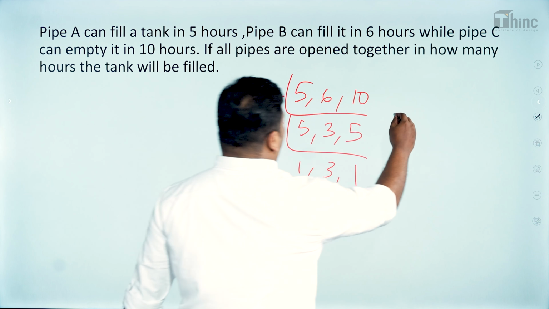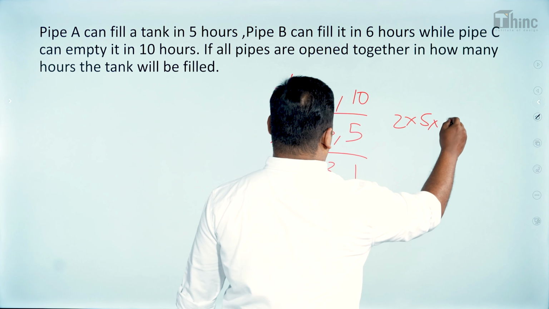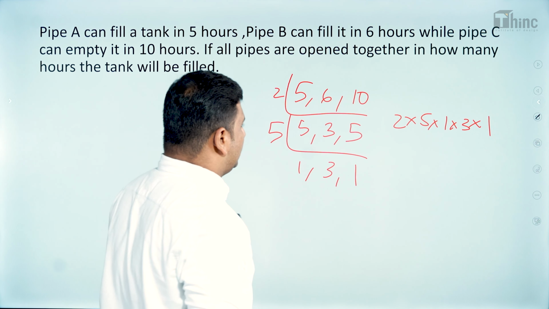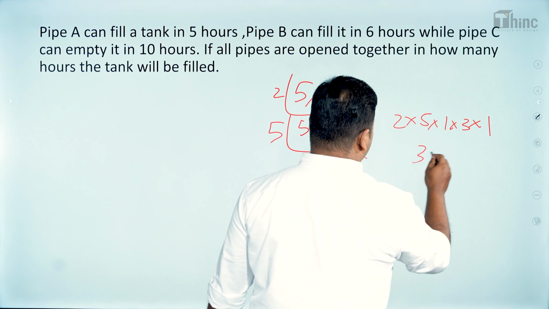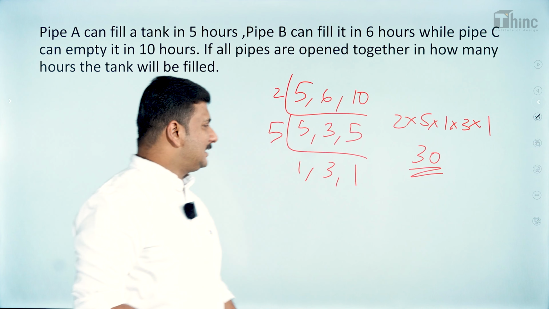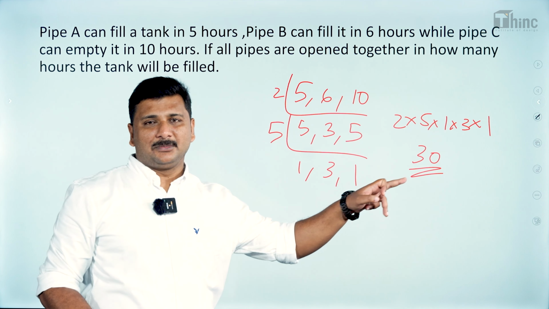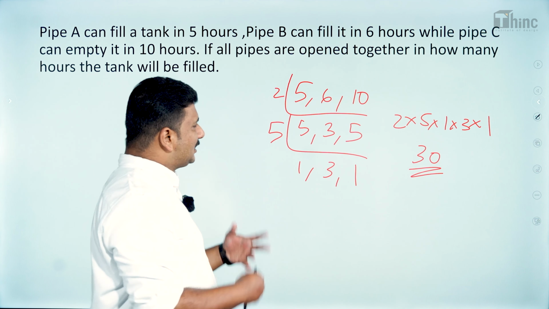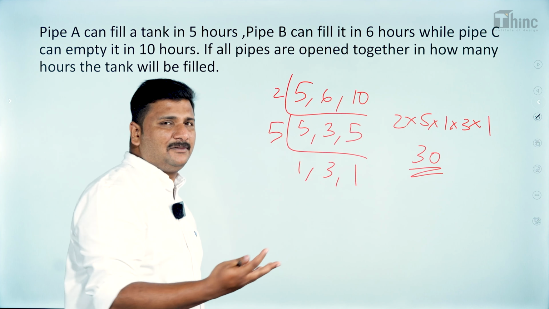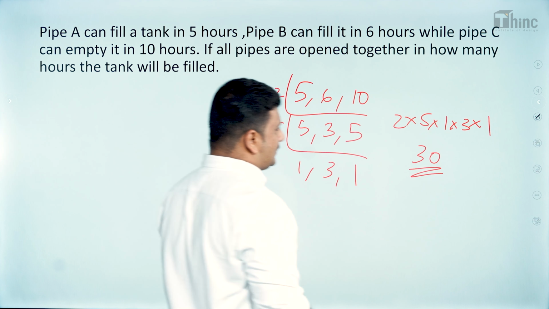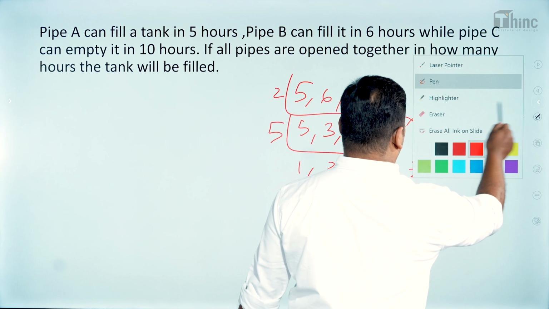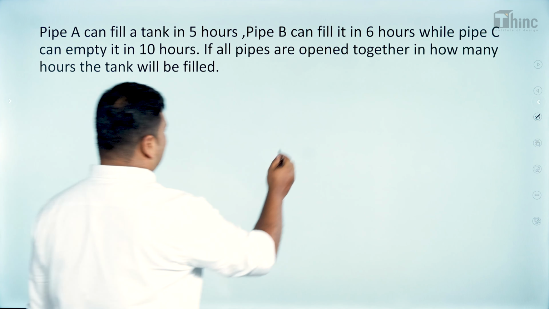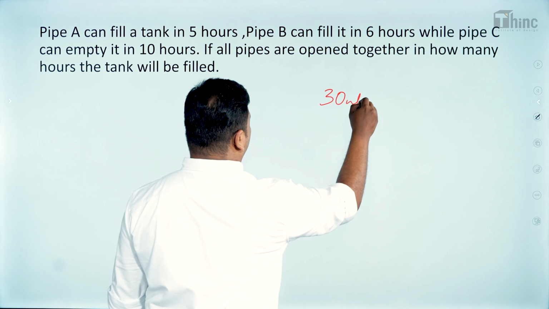So what will we get? 2 into 5 into 1 into 3 into 1. 10 into 3, 30. So 30 is going to be the LCM. This is a way we multiply all the numbers in an L shape, which is how we find the LCM in a conventional way. Otherwise you can think of multiples of 5, 6 and 10 and go for a common multiple. So we are using the LCM approach here. We first found a common multiple of 5, 6 and 10 and we got 30. We are assuming 30 units as the total work.